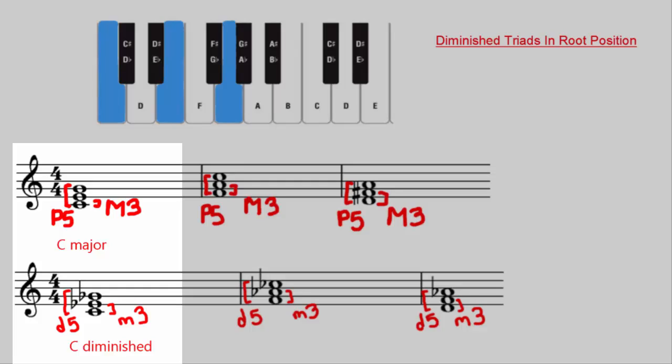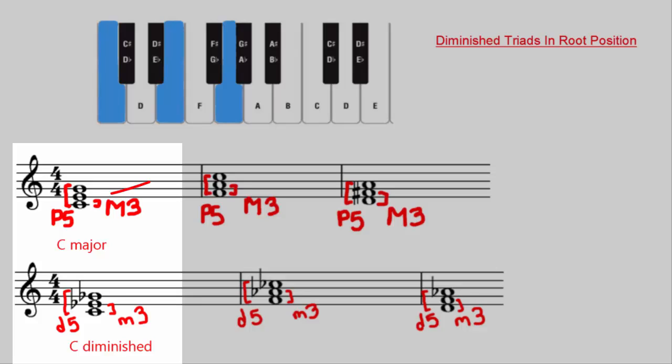A close look at the difference between the C major triad and the C diminished triad will show us that while both are built using the same root, the C diminished triad has had its fifth and its third lowered by a chromatic semitone. The G that was used to create the perfect fifth in the major triad becomes a G flat to create a diminished fifth in the diminished triad.